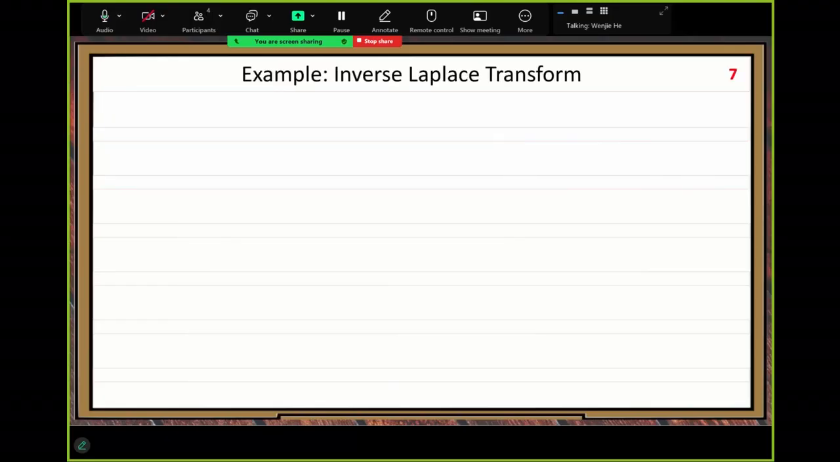Example: inverse Laplace transform. We need to calculate an inverse Laplace transform in this example. I give you the basic formulas that we are going to use in this example. The first formula: we start with basic formula number 7.